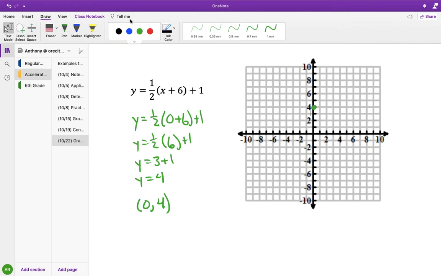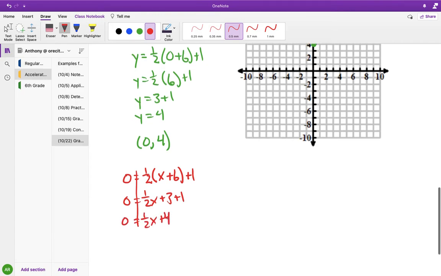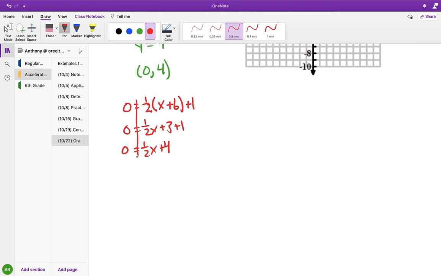Okay, now let's go ahead and put a second point on that. This time I'm going to set y as 0. So 0 equals 1/2 times x plus 6, plus 1. So 0 equals 1/2 x plus 3 plus 1. 0 equals 1/2 x plus 4. I need to get my x by itself, so I'm going to go ahead and subtract 4 on both sides. And I get negative 4 equals 1/2 x.